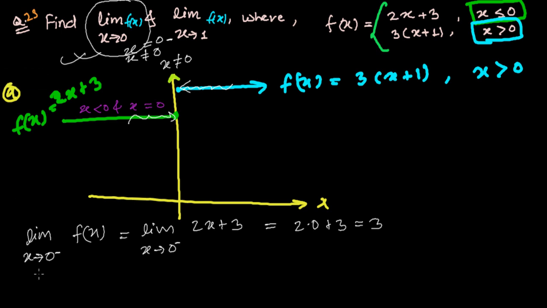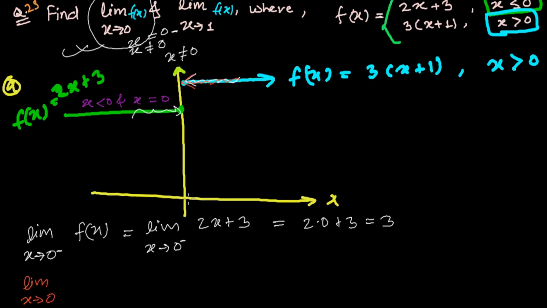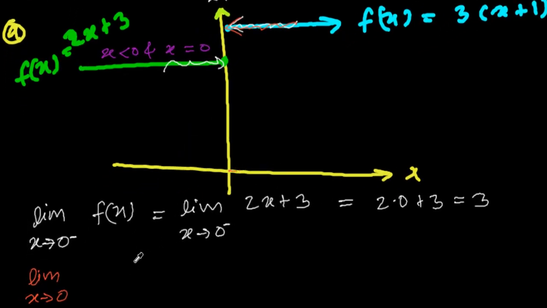If we are getting the right hand limit also 3, then the limit exists and the limiting value will be this 3. If not, something is wrong. So let's find out the approaching value from the right hand side. When x is slightly bigger than 0, that time, let's say it's f at 0 plus. So again limit x tends to 0 plus.